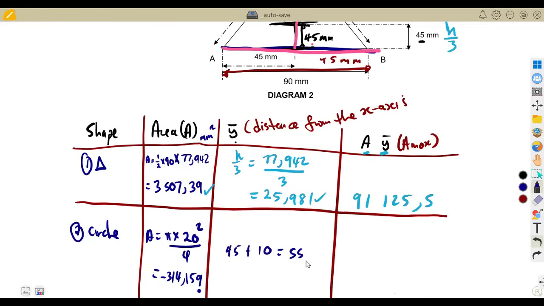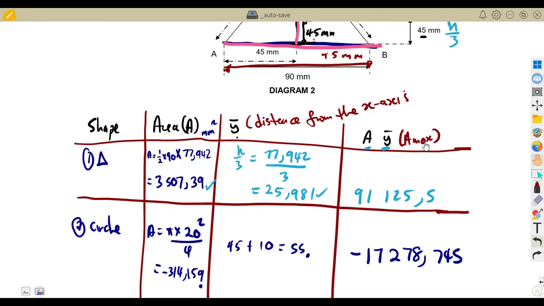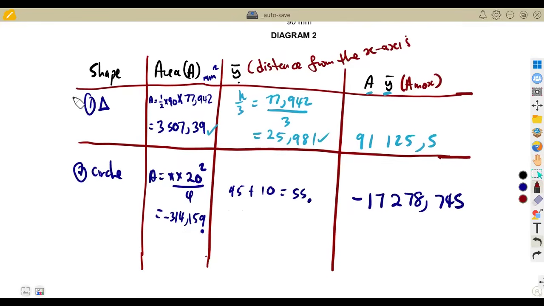Then we need the product, this one and this one, so it's going to be a negative 17,278.745. So that was the idea there. These are the only two shapes that we have. So with these two shapes, we are done.